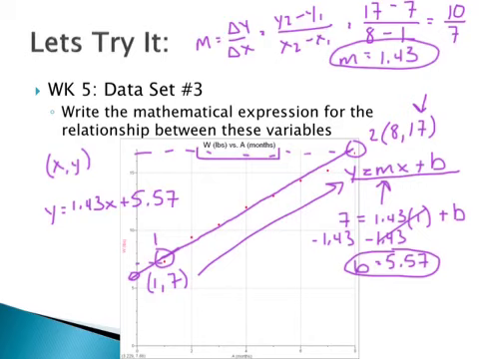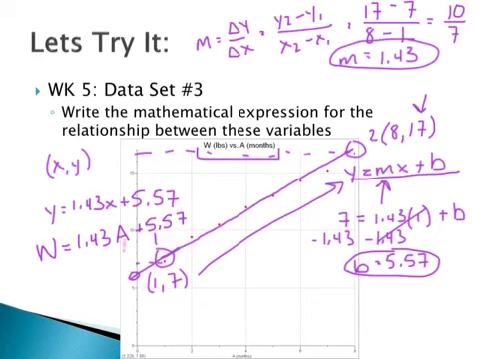So instead of writing y, I'm going to write weight. So I'm going to write w, in terms of weight, equals 1.43 times x. And x is equal to a, which is talking about age, plus 5.57. So there's my new equation. It says weight equals 1.43 times age plus 5.57. Okay, so now I have it written in terms of my variables.